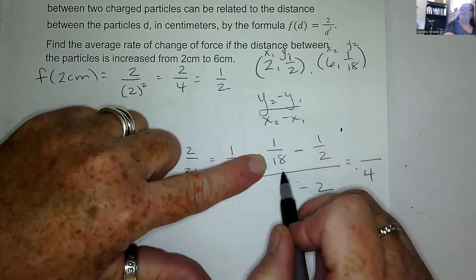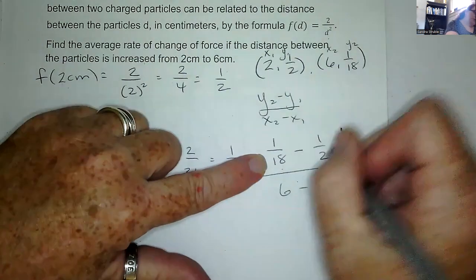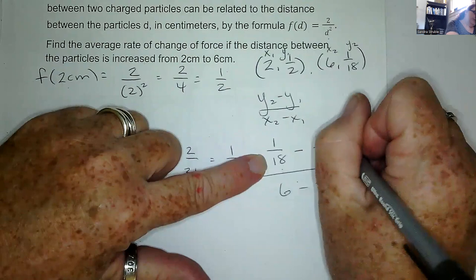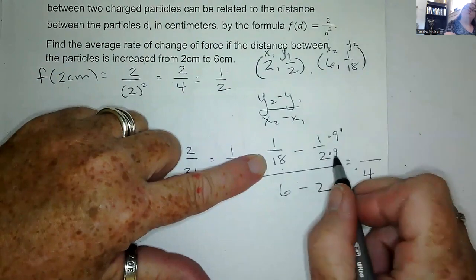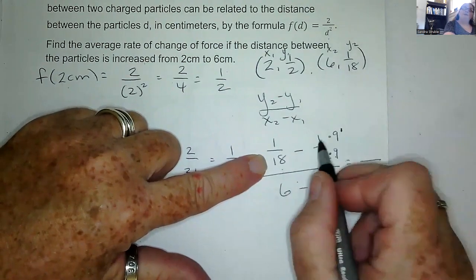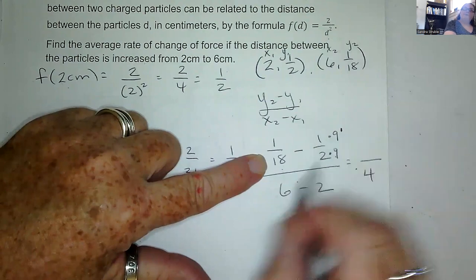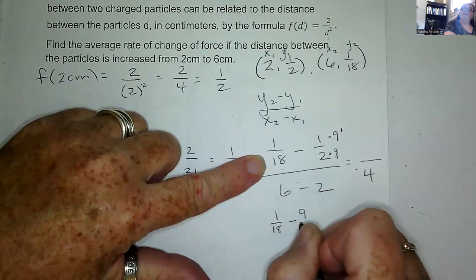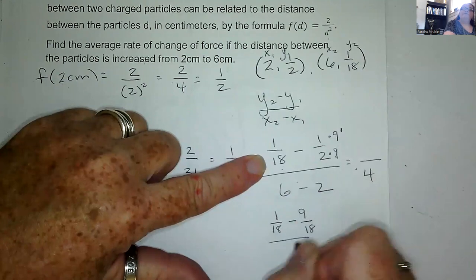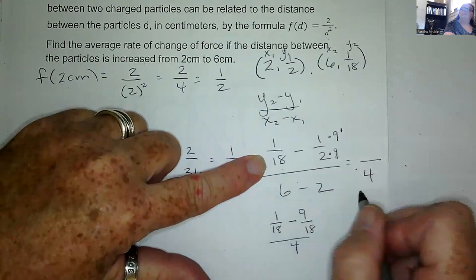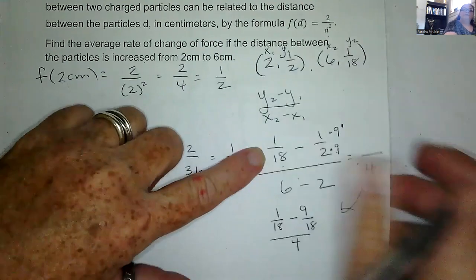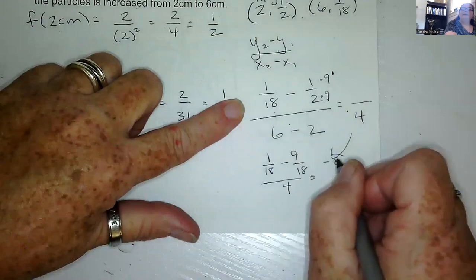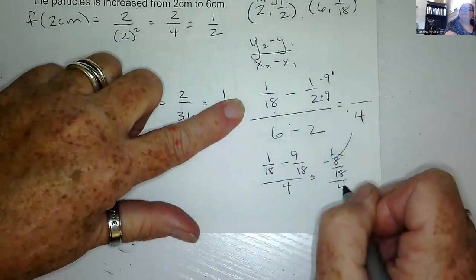This one already has 18, so we don't have to do anything to it. The other one needs to be multiplied by 9. What we do to the bottom, we do to the top. 2 times 9 is 18, so this one's good to go. So this one becomes 9. So we've got 1 over 18 minus 9 over 18 over 4 is where we're at. Okay, I'm just going to bring this down here. All right, so this gives us 1 minus 9 is negative 8 over 18 divided by 4.